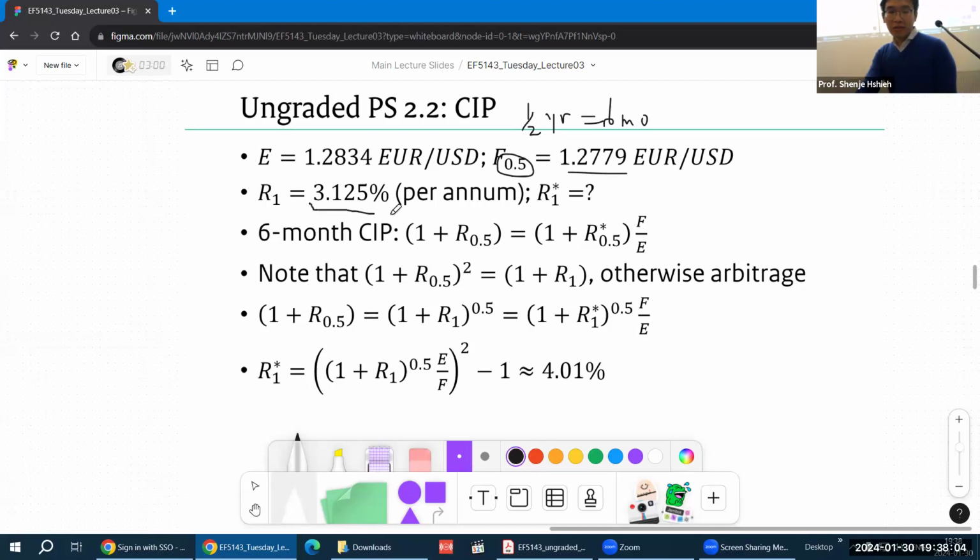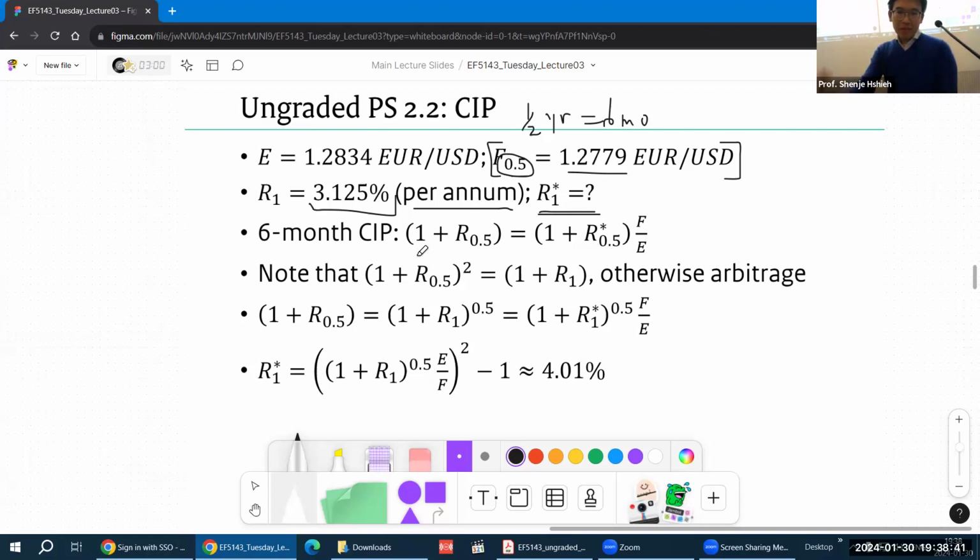domestic interest rates of 3.15% per annum, compounded annually. And you're trying to solve for R1 such that CIP is satisfied. Right? The problem, however, is your forward rate is at 6 months and your interest rates are annualized, right? So what we need to do is try to convert the annualized interest rates to the periodic interest rate of R 0.5 and R star 0.5.